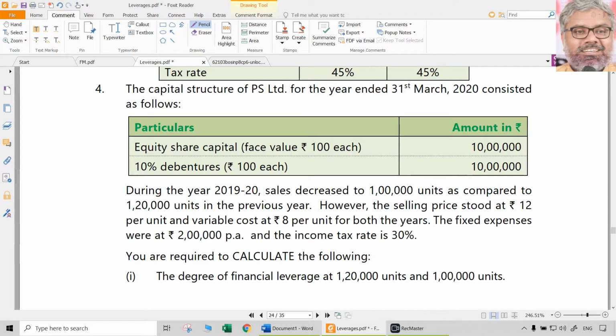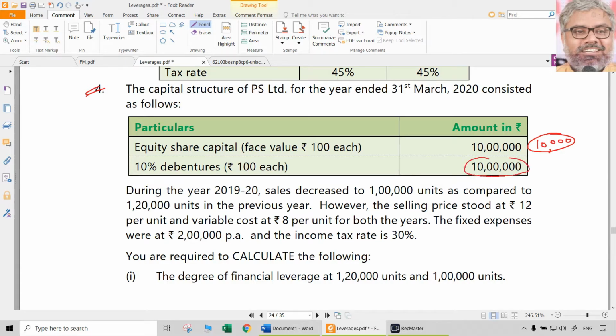Next. Question number 4. The capital structure of PS Limited for the year ended 31st March 2020 consisted as follows. Equity share capital of 10 lakhs with a face value of 100 rupees each. Automatically means there are 10,000 equity shares. That is first point. That might be important and useful because if we want to calculate EPS, that will be required. Immediately in our brain we can say, okay, 10,000 equity shares are there, number of equity shares.